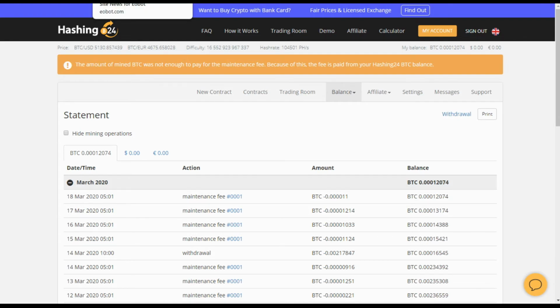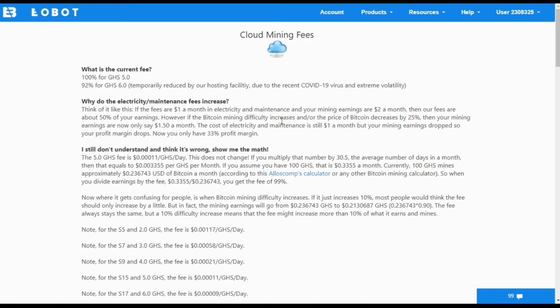So that is the same thing that is happening here with Eobot. The accounts are just not producing enough to cover fees. So this is why Eobot is taking the steps that they are.